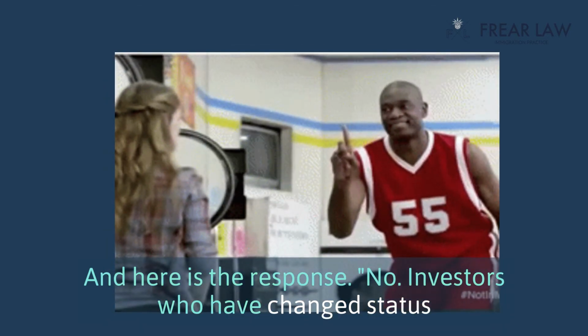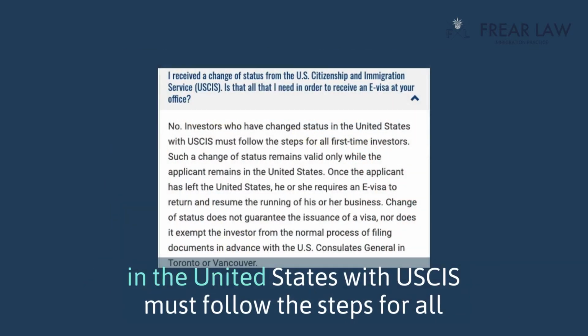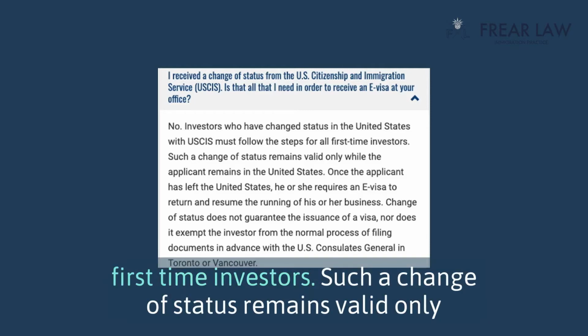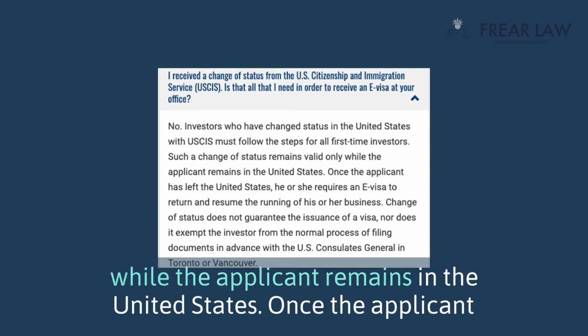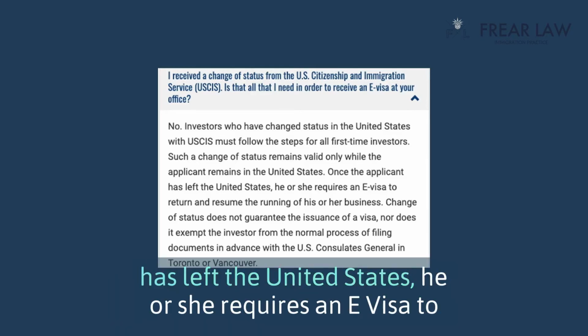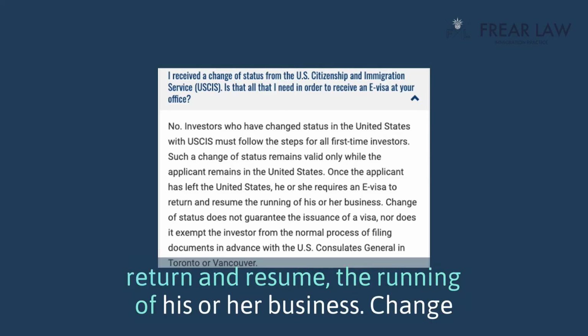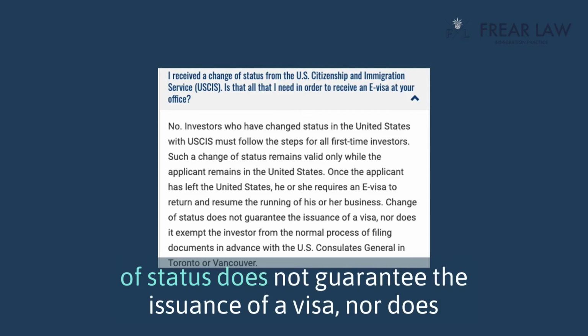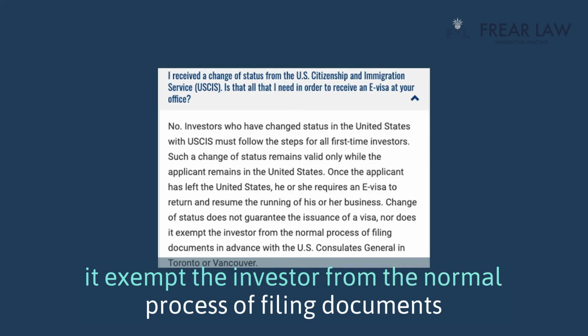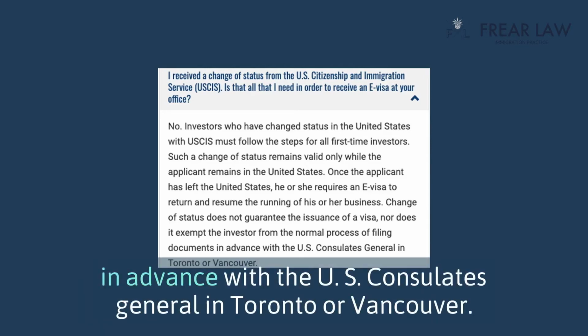No. Investors who have changed status in the United States with USCIS must follow the steps for all first-time investors. Such a change of status remains valid only while the applicant remains in the United States. Once the applicant has left the United States, he or she requires an e-visa to return and resume the running of his or her business. Change of status does not guarantee the issuance of a visa, nor does it exempt the investor from the normal process of filing documents in advance with the US Consulates General in Toronto or Vancouver.